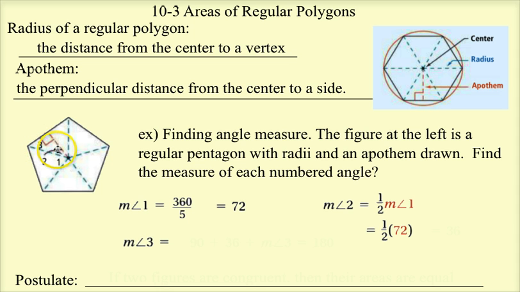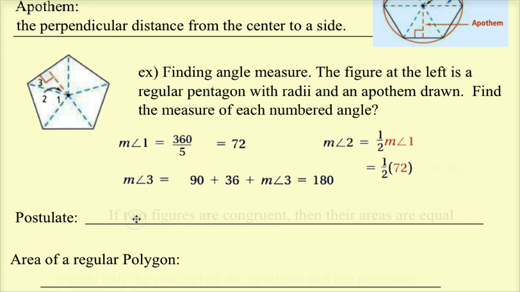Now angle 3. Now that I know angle 2 is 36 degrees, I know that this is a right angle, and this angle 3 is part of this right triangle right here. The apothem has divided this into 2 smaller triangles, with this side being a right triangle. So this is 90, this is 36. You're going to add those together, plus angle 3, together they equal 180. So 90 plus 36 plus the measure of angle 3 equals 180. So I can add the 90 and 36 and subtract from 180, and that will be angle 3. You can figure that out.